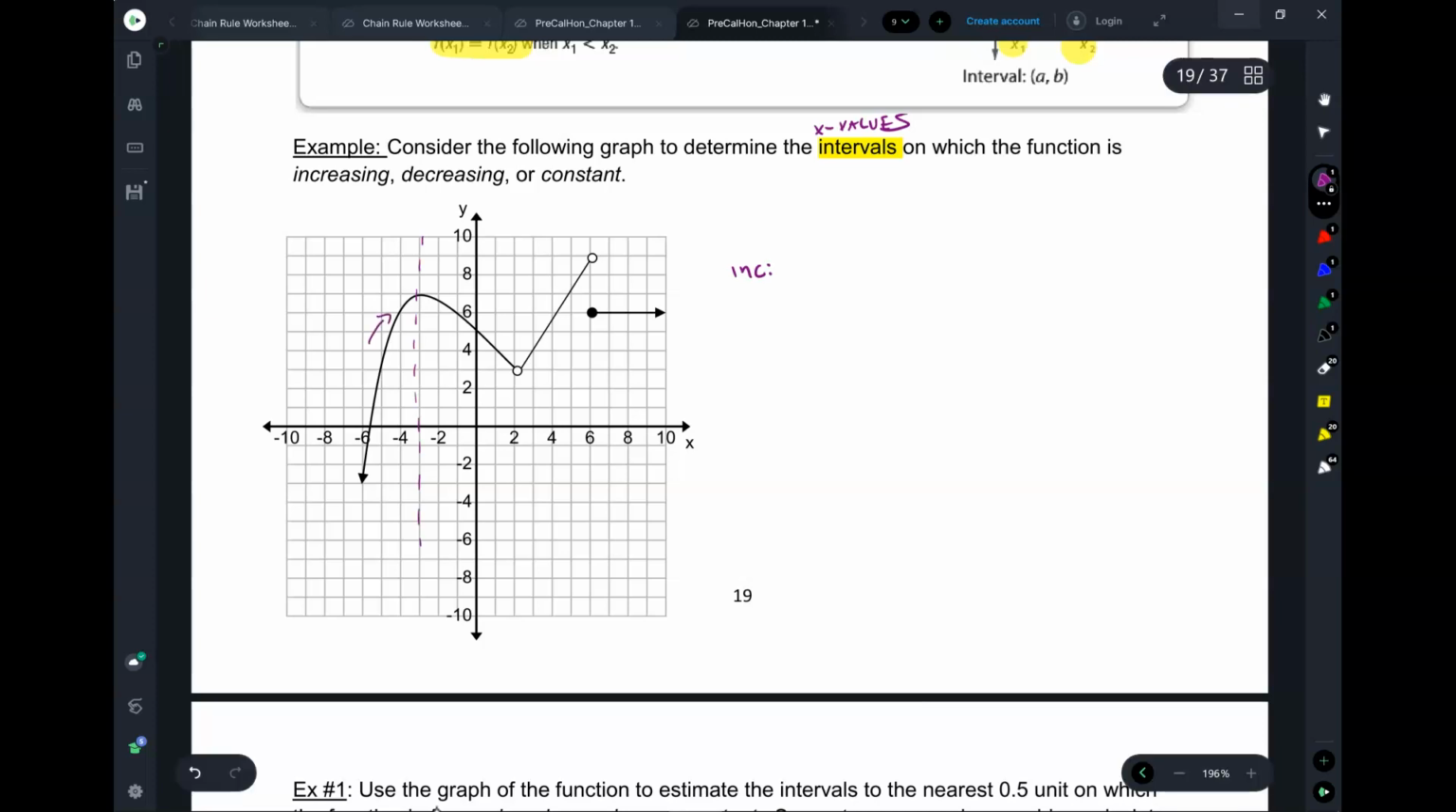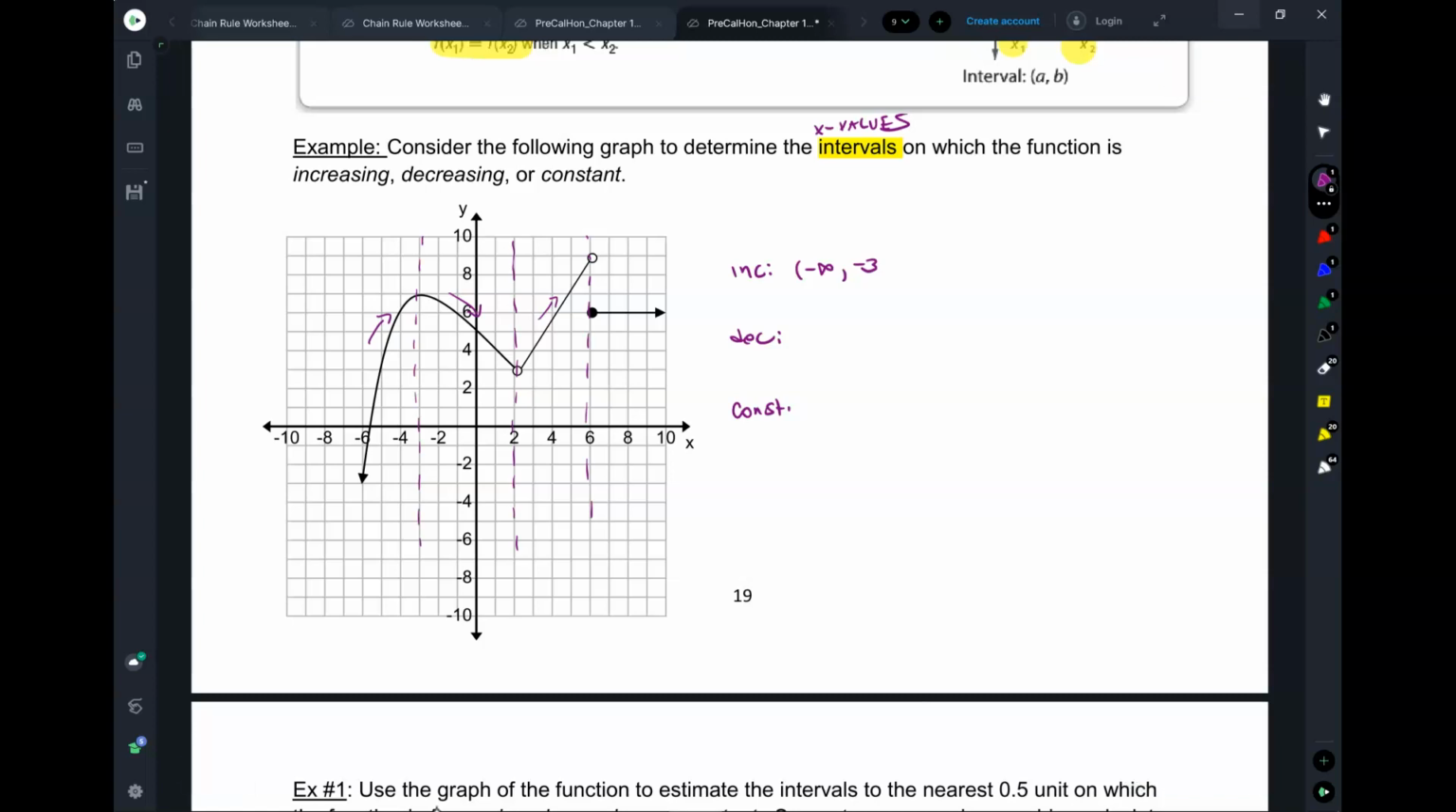So this is increasing, and then it starts to decrease until about this point, 2. And then it's increasing, then it's constant. It's increasing until this point, and then it's constant. So the way we do it is we are going to write down all of the regions where it's increasing, decreasing, and constant. So we say it's increasing first from -infinity to -3.